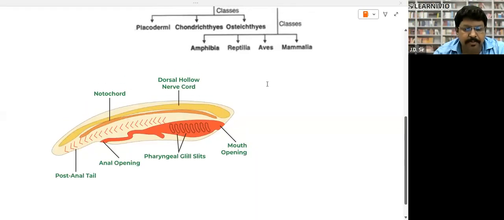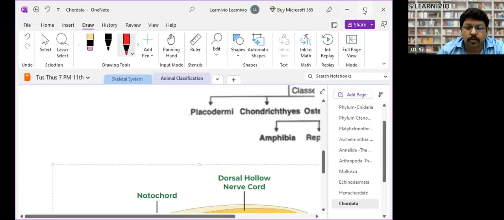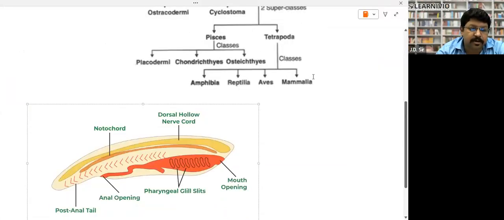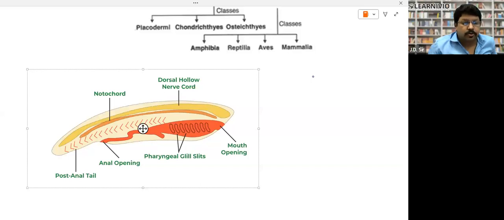This is a diagrammatic representation of Chordata, right? So Chordata, who are the chordates? We keep them as chordates on the basis that they have a notochord. Now, what exactly is the notochord? For the sake of your knowledge, the backbone is just a developed notochord, right? So, this is the notochord. What is the notochord? The notochord is a cartilaginous structure.